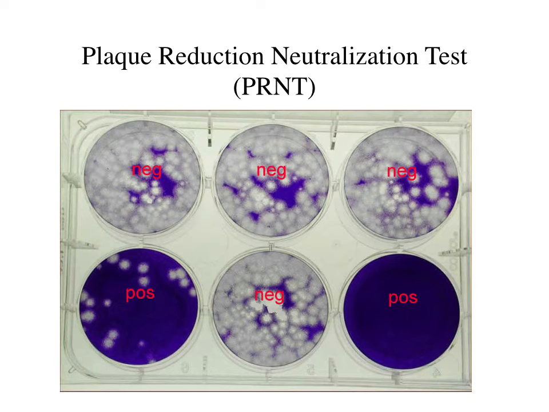When you incubate the antibody and the virus together, depending on the titer of virus and also depending on the titer of antibody, you may not get complete removal of virus infectivity. You may not get complete neutralization, but you can still get a significant reduction, and that's what we see in the bottom left.